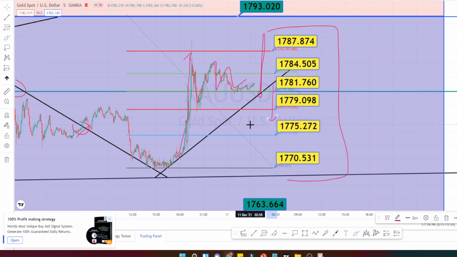Please mark these ranges in your chart also and decide your entry and exit based on the support and resistance levels.